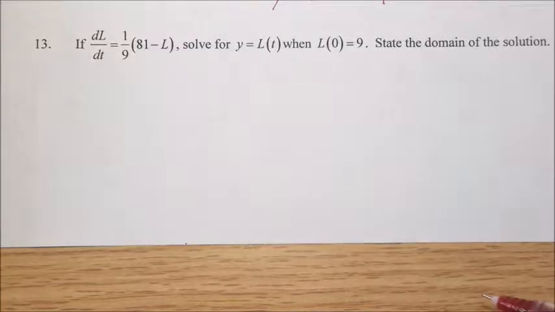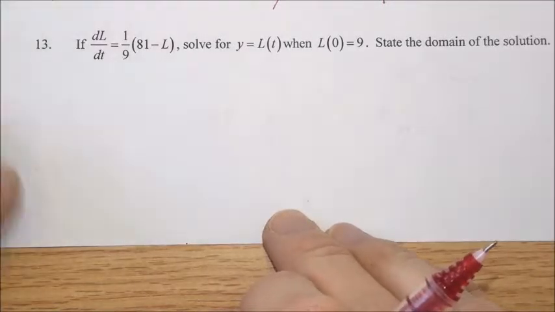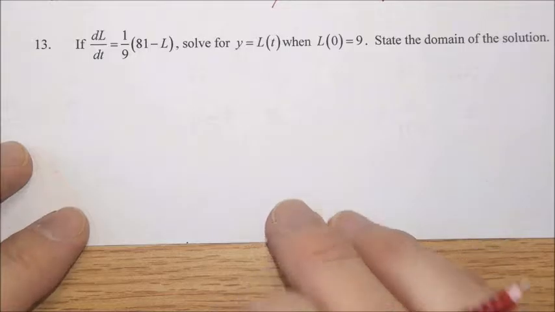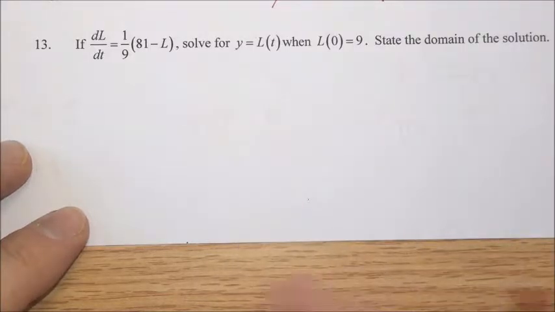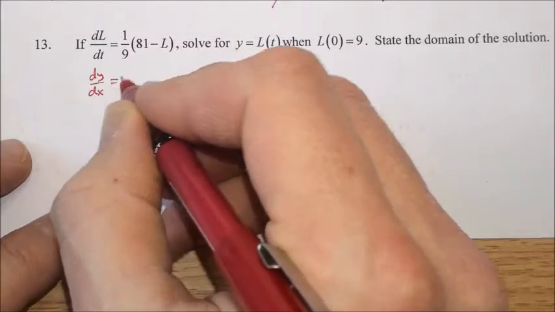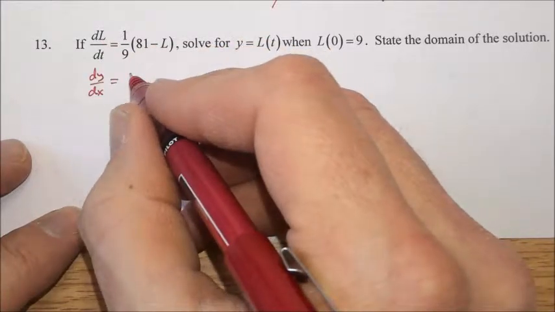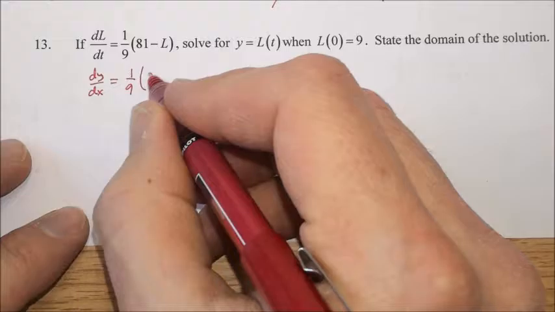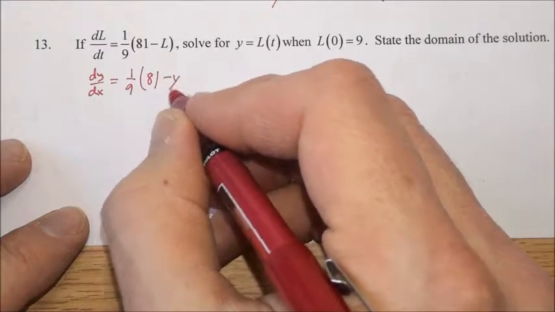Okay, final problem, number 13. We see another problem that involves L and T. And again, if this is bugging you, it's no big deal. Think of this as dy/dx. Okay, so y matches with L. So dy/dx is 1/9 times the quantity 81 minus y.